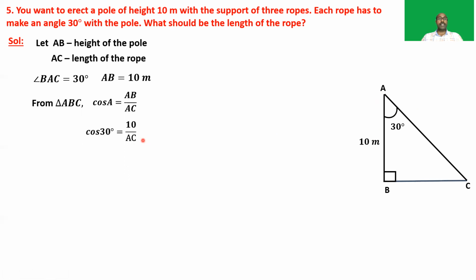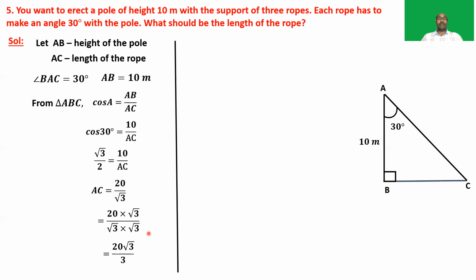cos 30 degrees is equal to AB, which is 10 meters, by AC. Cos 30 degrees is equal to root 3 by 2. So root 3 by 2 is equal to 10 by AC, and from this we can write AC is equal to 20 by root 3. And by rationalizing the denominator, we get 20 into root 3 by root 3 into root 3, which we can write as 20 root 3 by 3.